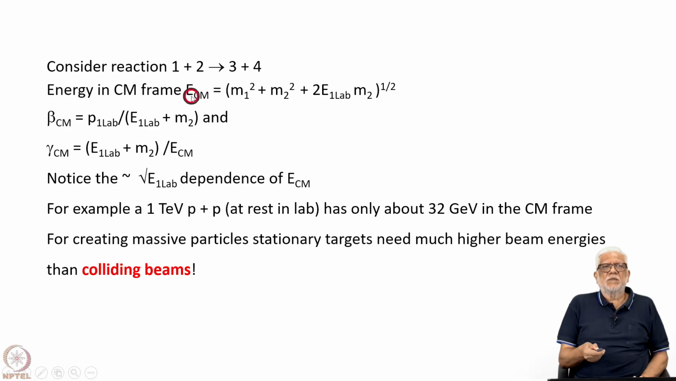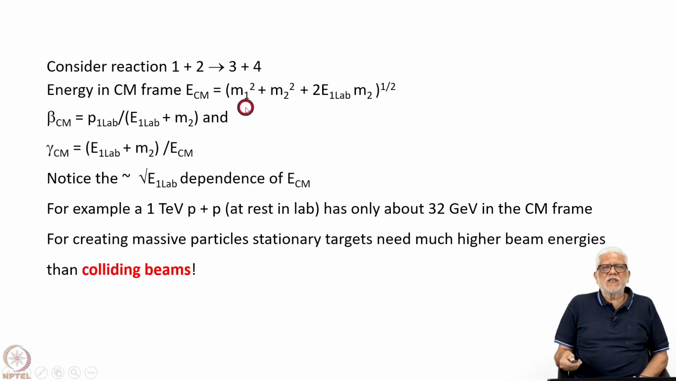So, let us consider this. We have gone through this once, I think, in the earlier lecture, but let me go through this again to show the root E dependence. The energy in the center of mass is given by this expression, square root of m1 squared plus m2 squared plus 2 E1 lab times m2, where m1 is the projectile mass and m2 is the target mass. This is the beta, the velocity of the center of mass with respect to the velocity of light. This is just given by P1 lab by E1 lab plus M2. The gamma factor, which is related to beta, inverse of square root of 1 minus beta squared, is given by this expression, E1 lab plus M2 divided by ECM.